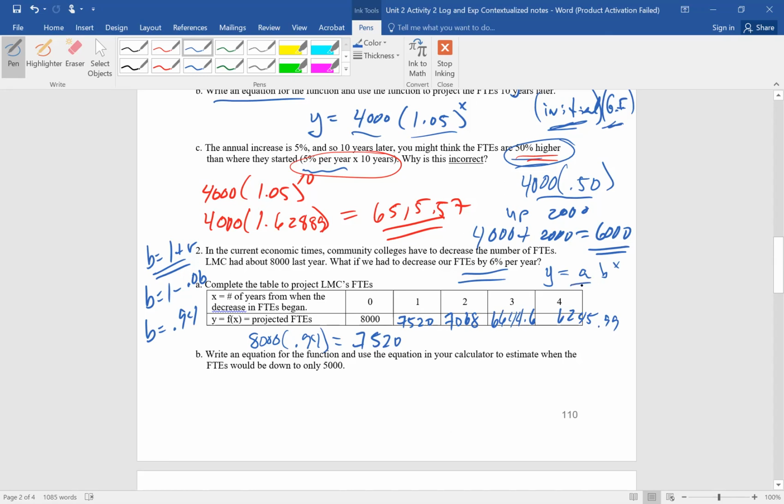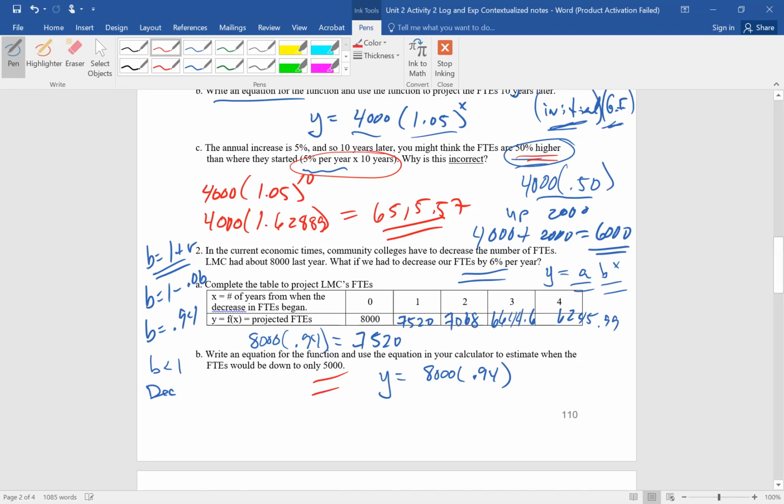And remember, initial value, growth factor. So if you wanted to find an equation in the calculator, my initial value starts out with 8,000. And every time I'm multiplying, remember in this case, it's less than 1, so you're decreasing. So your formula is 8,000 times 0.94. Now the question for part B says write an equation for the function and then use that in your calculator to estimate when it's only, in red here, 5,000.